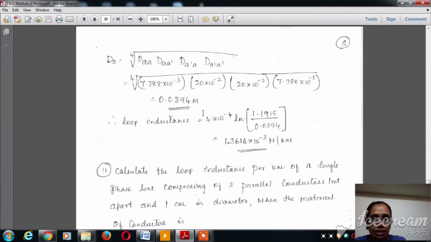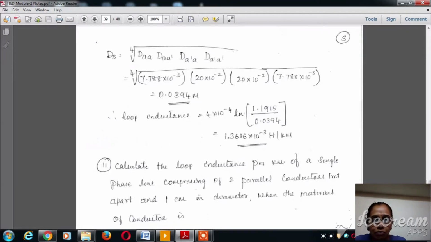Now the loop inductance is equal to 4 into 10 to the power minus 4 into ln of Dm, 1.1915, divided by 0.0394, which gives 1.3636 into 10 to the power minus 3 Henry per kilometer.